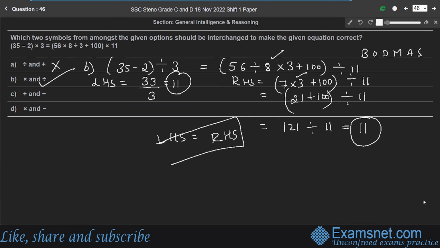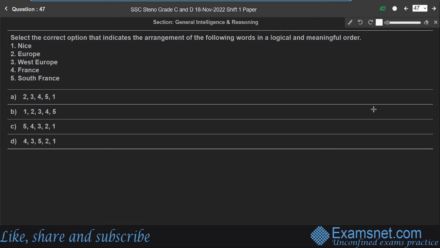Question 47. Select the correct option that indicates the arrangement of the following words in a logical and meaningful order. So let us start from the largest geographical area. Here the words are Nice, Europe, West Europe, France, and South France. So we start from the largest geographical area.